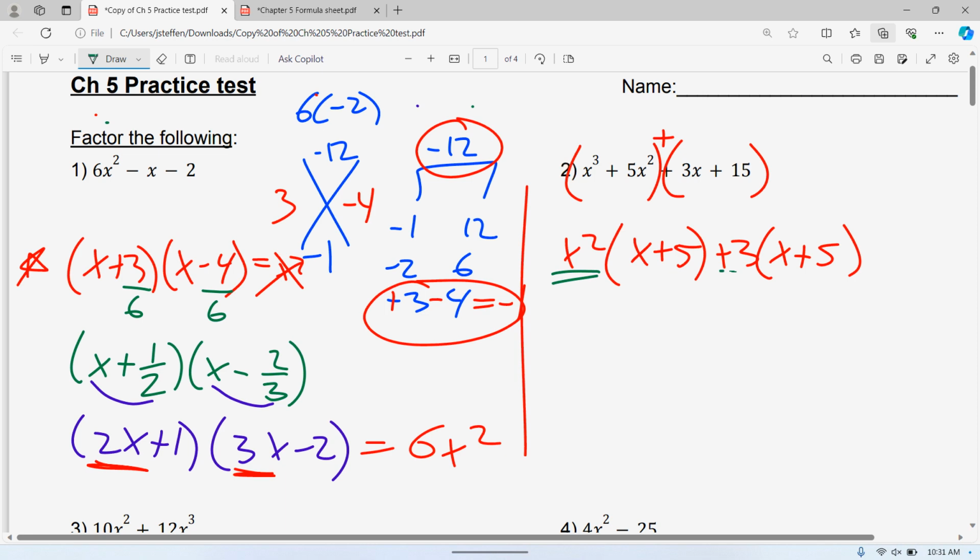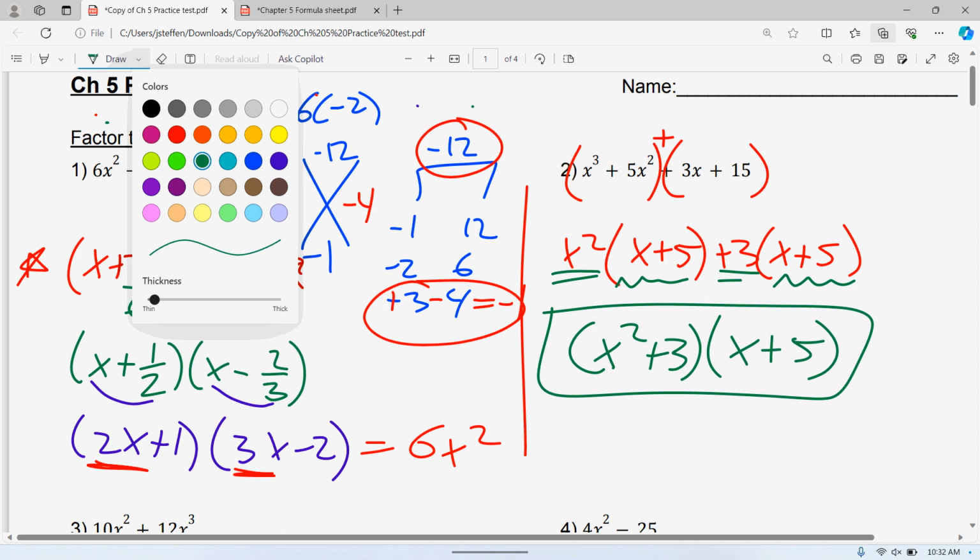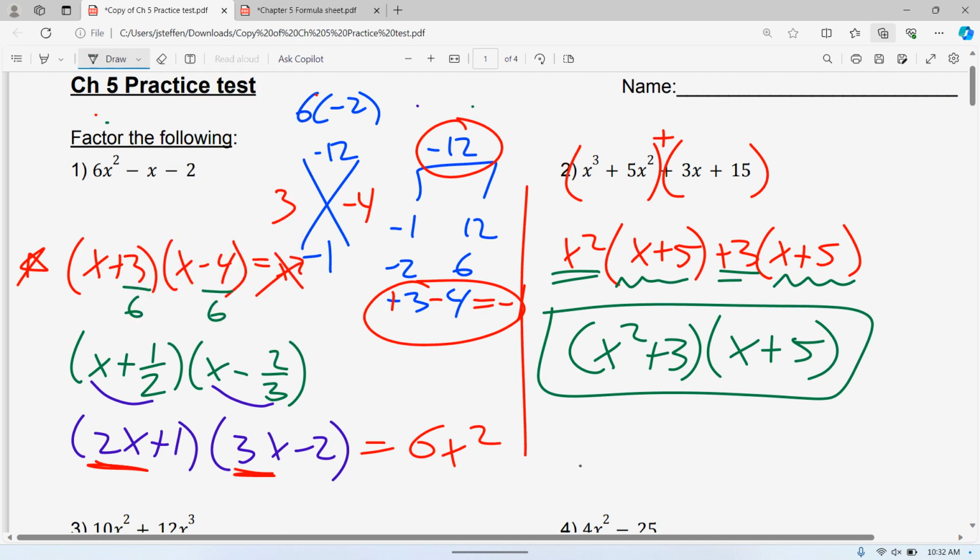The terms that are different go together inside one set of parentheses. The other set of parentheses are the ones that are exactly the same. So x plus 5 and x plus 5 go together in one spot, x plus 5. Now, technically, if you want to double check, you can take your numbers, x squared times x should be x to the third, and that should be your first term.